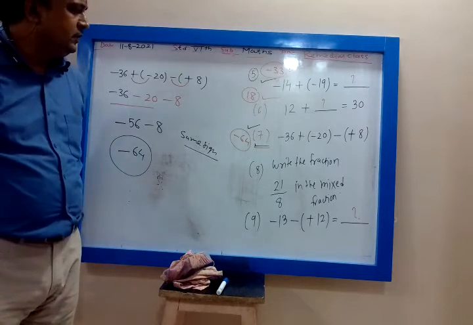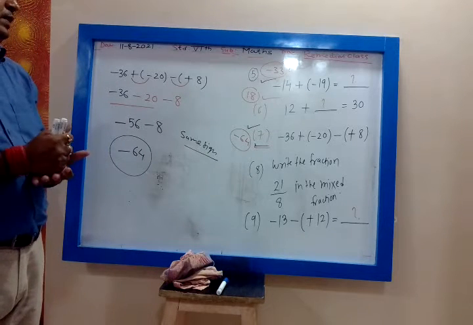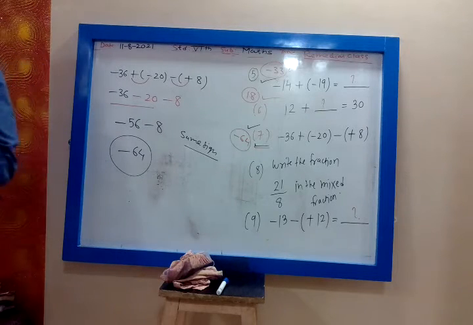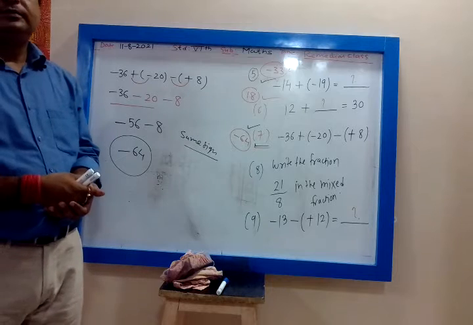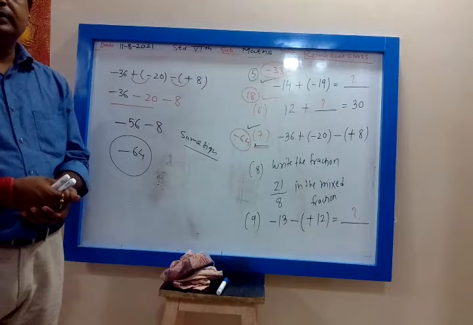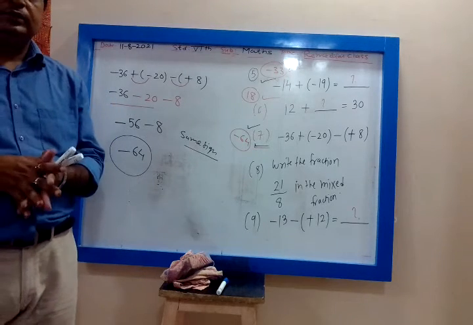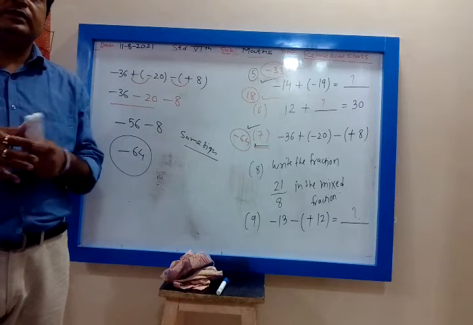Okay, not an issue. Solve 8th one. Write down the fraction 21 upon 8 in the mixed fraction. To write down the given fraction in the mixed fraction, we divide the numerator 21 by 8. Divide 21 by 8 and then write down that in the mixed fraction.